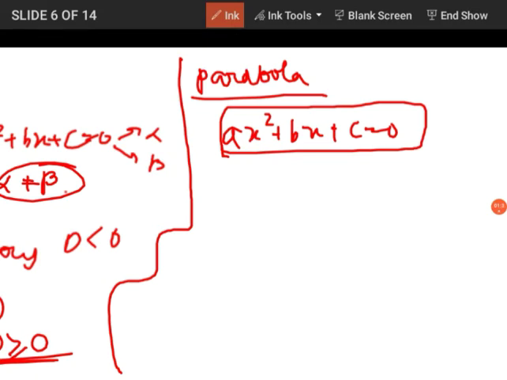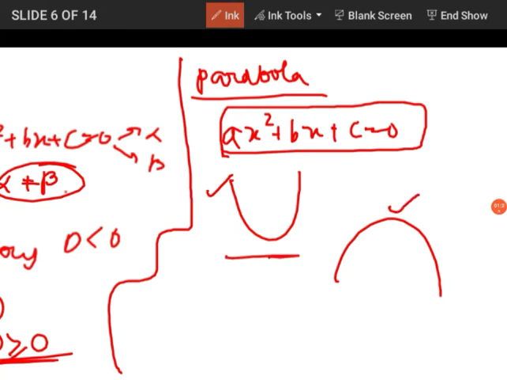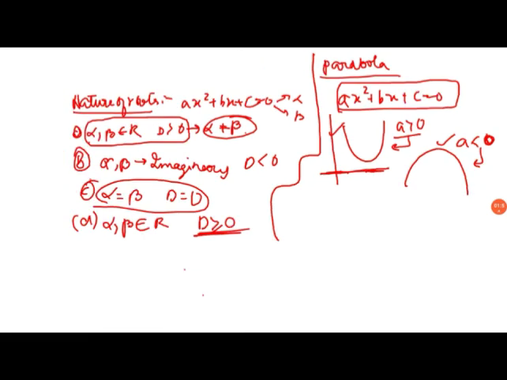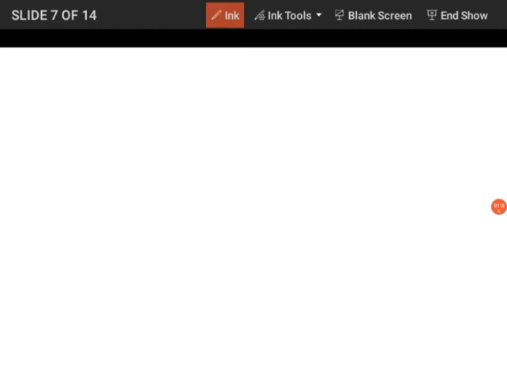Now there are two types of parabola, an upward parabola and a down facing parabola. So when will it be this one, and when will it be this one? This parabola is for when a is greater than 0, and when a is less than 0, then this parabola. That's all you need to know before understanding the graph of the nature of the roots. So let's talk about the graph.